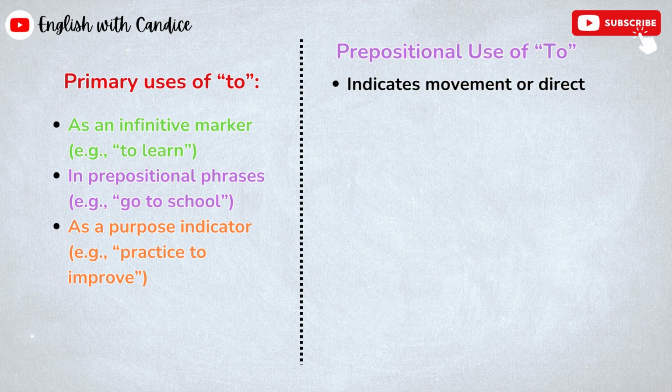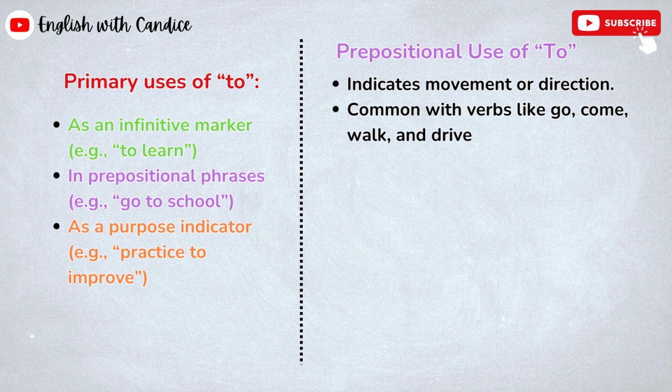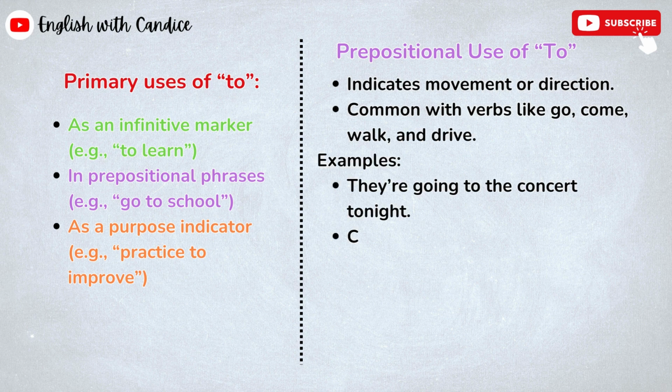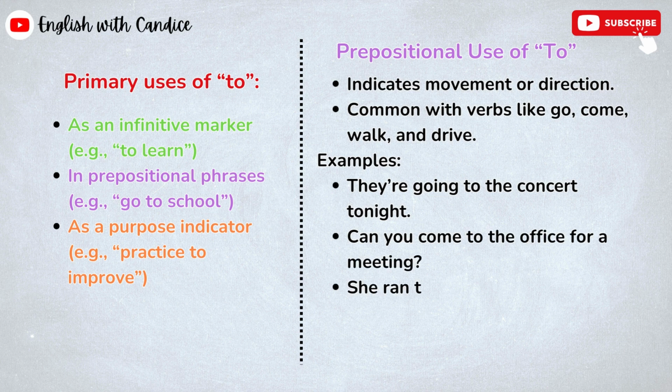Next, we often use "to" as a preposition of direction, which shows movement towards a place or position. So common verbs that pair with this are go, come, walk, and drive. So for example, they're going to the concert tonight. Can you come to the office for a meeting? And she ran to the library for study materials.